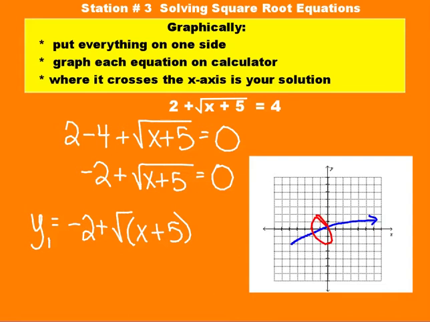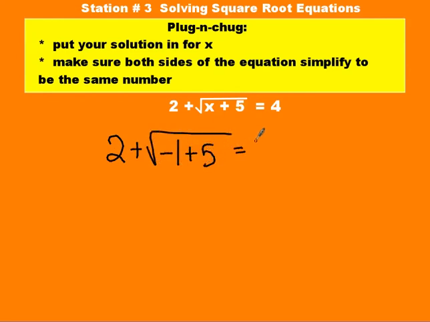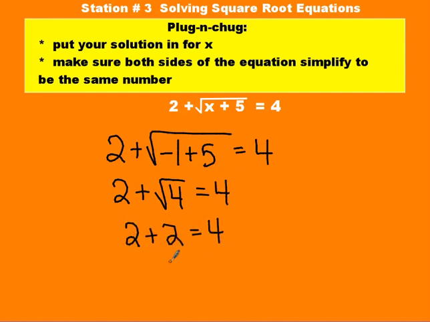Now, a responsible student would check to make sure -1 worked against the original equation. So I'm going to go back to my problem. Anywhere I see an x, I'm going to plug in a -1. And I'm going to make sure it checks out. Let's see, -1 plus 5 is the square root of 4. The square root of 4 is 2. Hallelujah, 4 equals 4. We have done it.